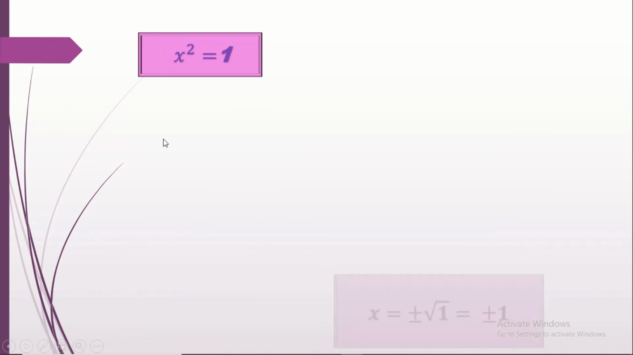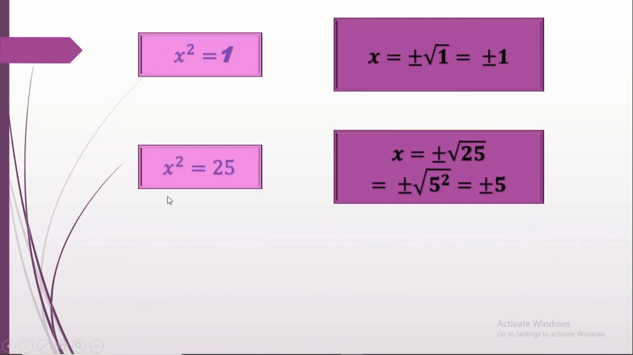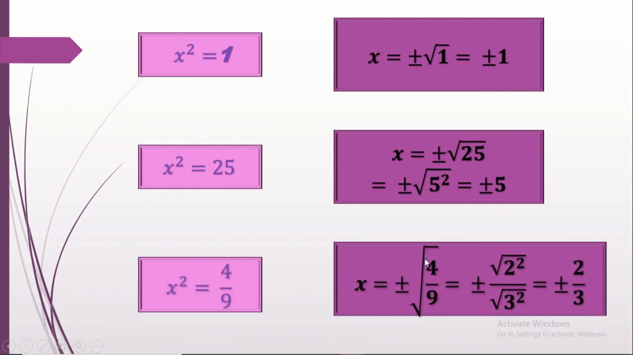Well, another example: if we have, for example, x squared equals 4 over 9, then we can say x equals plus or minus radical 4 over 9, so it's plus or minus radical 2 squared over 3 squared, which gives us plus or minus 2 over 3. The other examples here are similar to the previous.